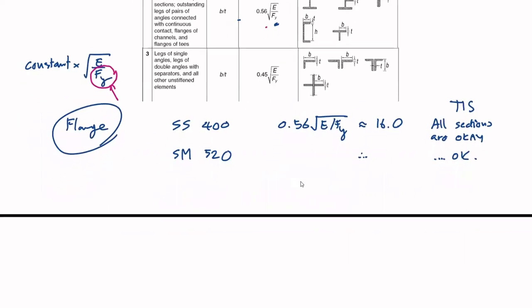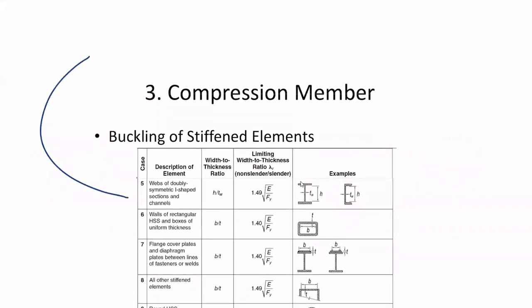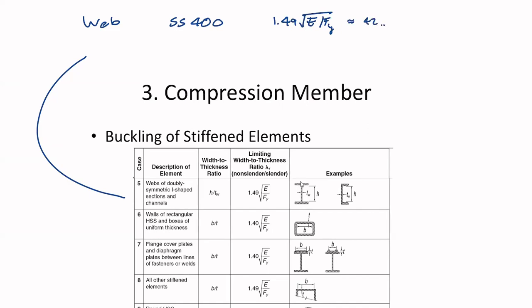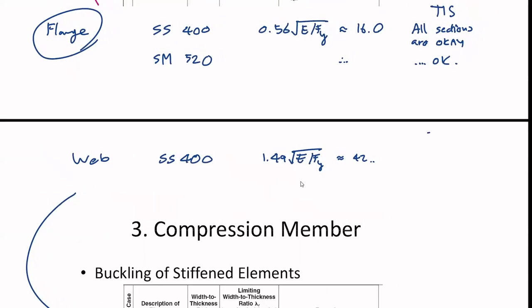But when you check this, it's a web, right? I don't remember for sure, you need to check this. For SS400, 1.49 square root E over Fy is roughly 42. I don't remember exactly. I try to write in the same fashion, okay? So for TIS, all the sections are okay.